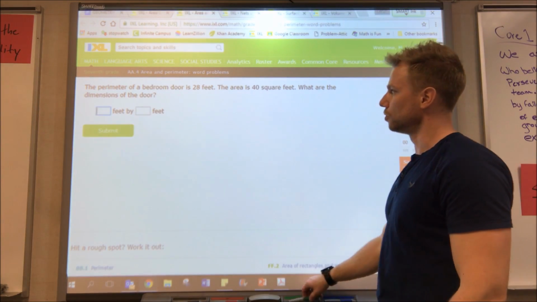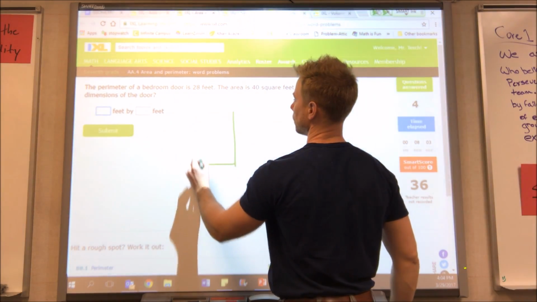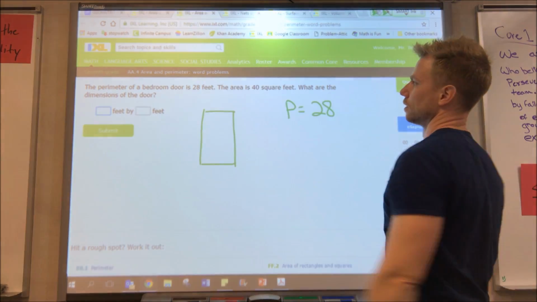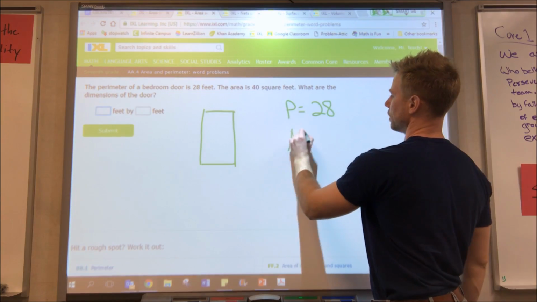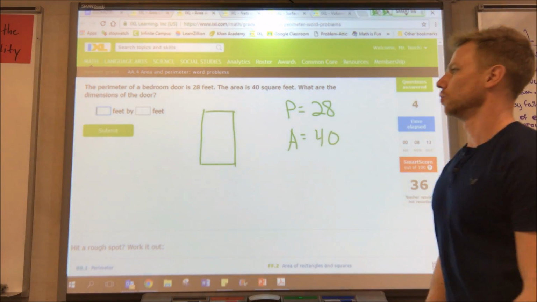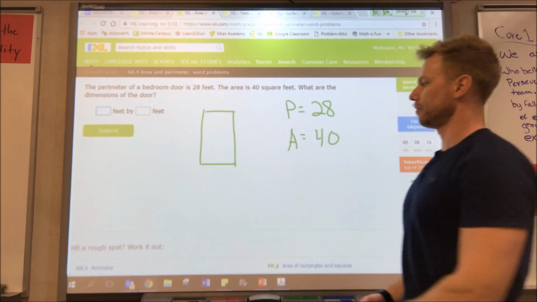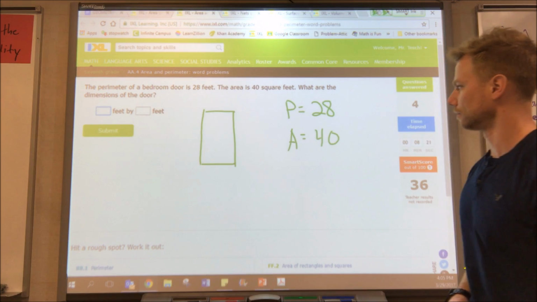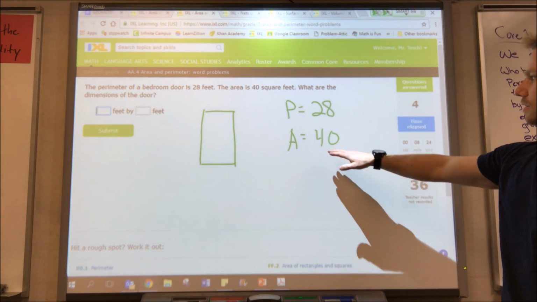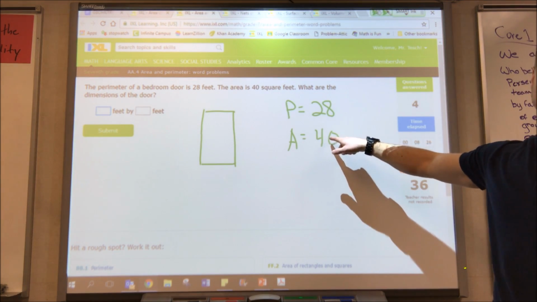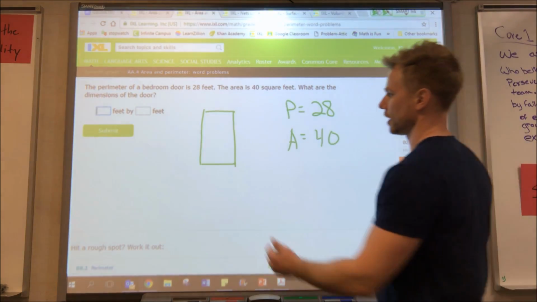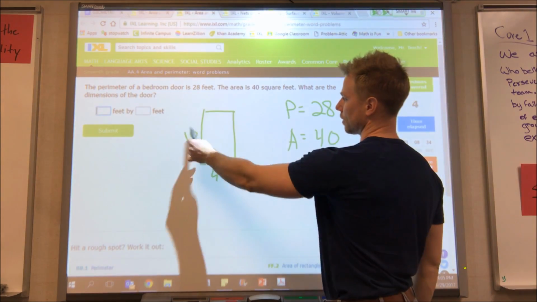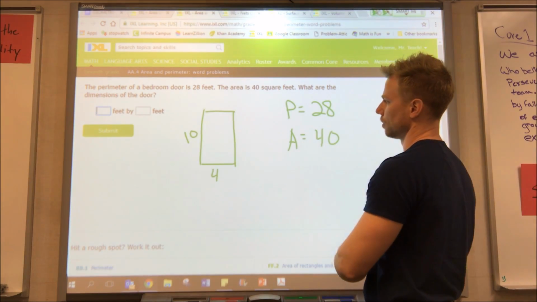Okay, the perimeter of a bedroom door is 28 feet. Here's our bedroom door. It's 28 feet. The area is 40 square feet. What are the dimensions of the door? So we have to figure out dimensions that give us an area of 40 and a perimeter of 28. Well, the easiest thing I can think of that multiplies to 40 is 4 and 10. So let's try that. If it's 10 feet tall and 4 feet wide, that would give us an area of 40, length times width. Let's see if it gives us a perimeter of 28.